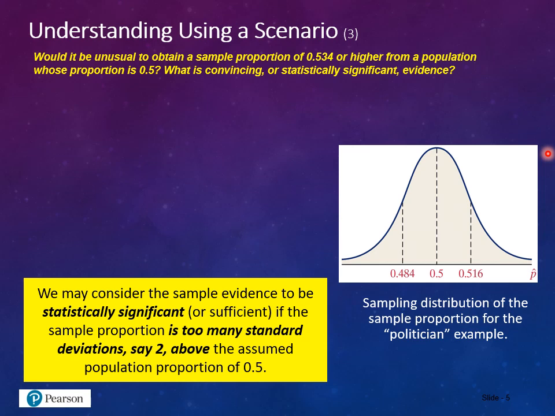We can consider the sample evidence to be statistically significant or sufficient if the sample proportion is too many standard deviations, say 2, for example, above the assumed population proportion.